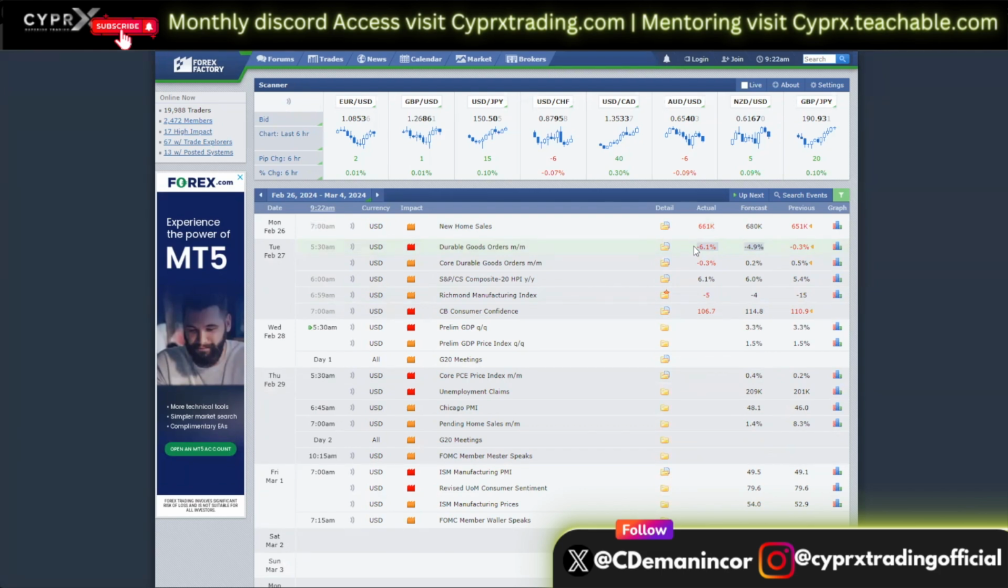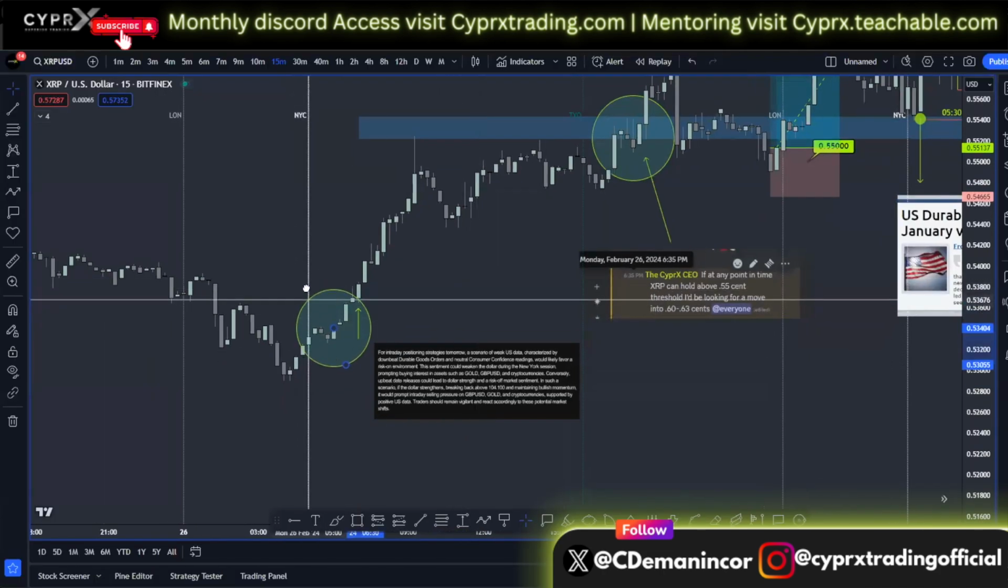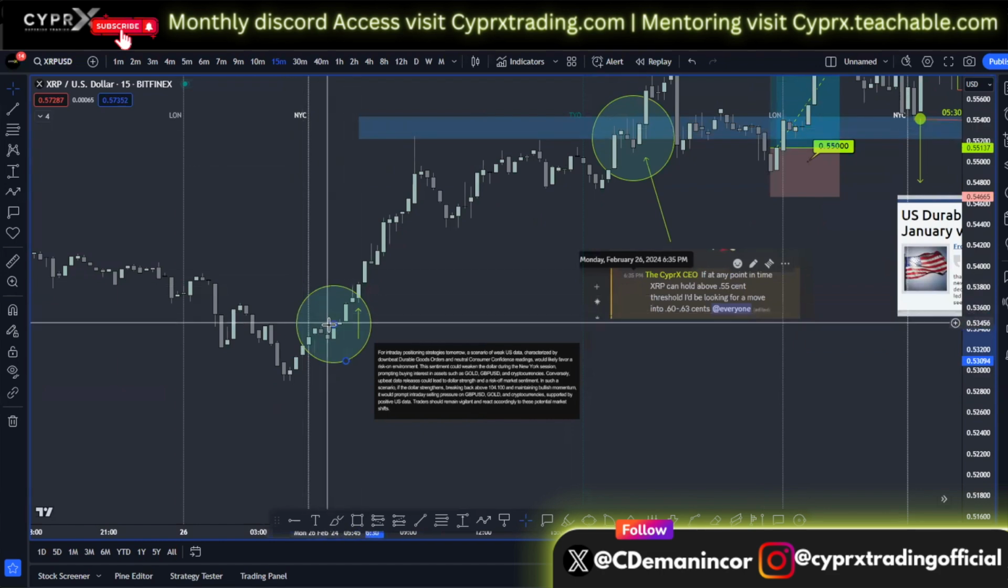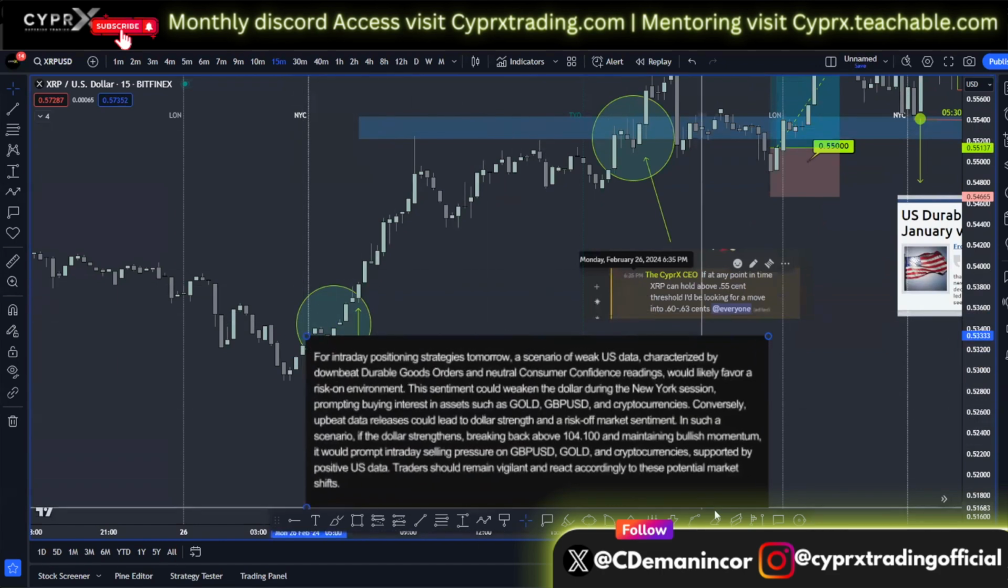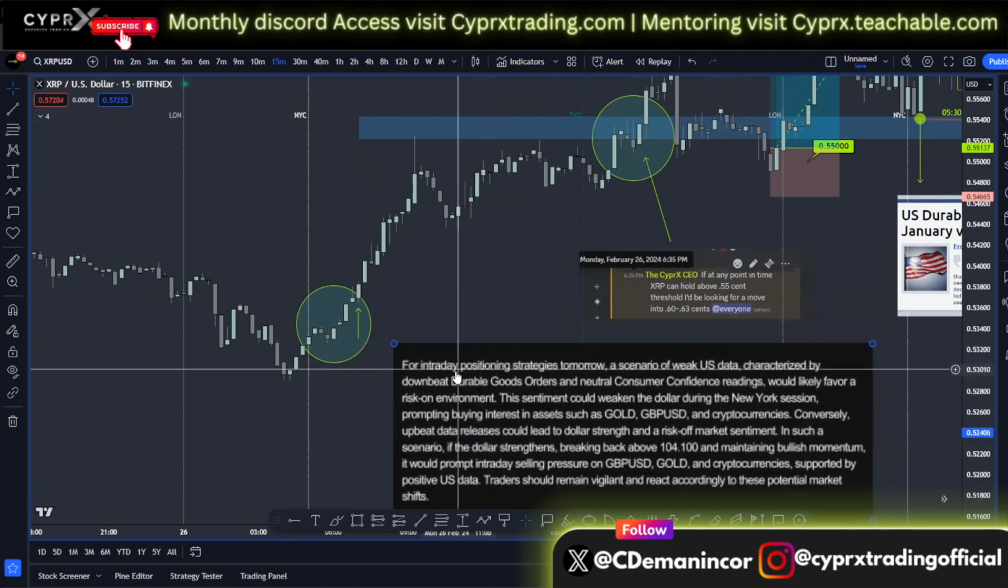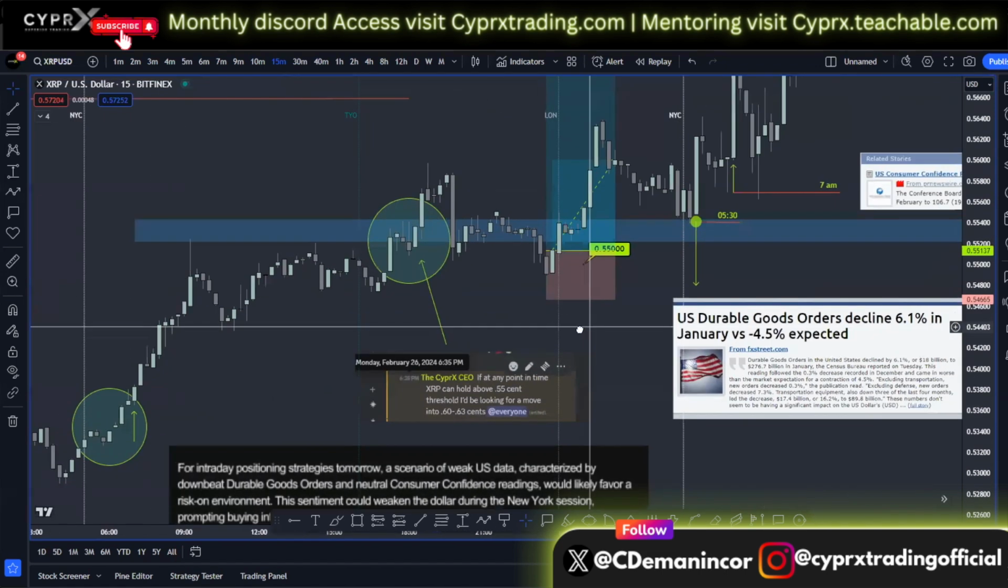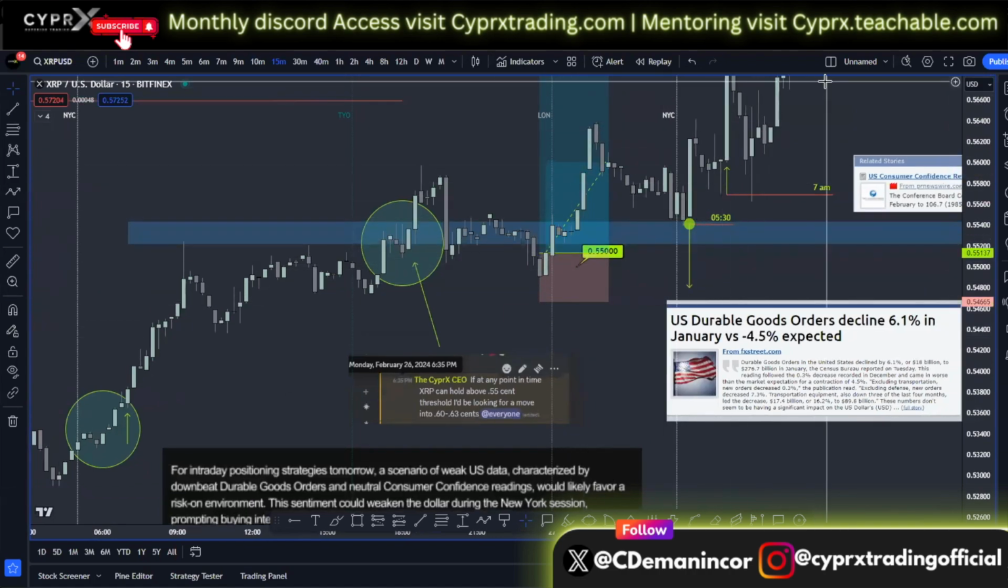So with that in mind, again, given the pre-planned analysis, this green circle was yesterday at 6:30 a.m. when I gave you guys this analysis, okay? Where I mentioned to you all for intraday positions, if we see weak data for today's New York session, we're most likely going to see buy continuations.